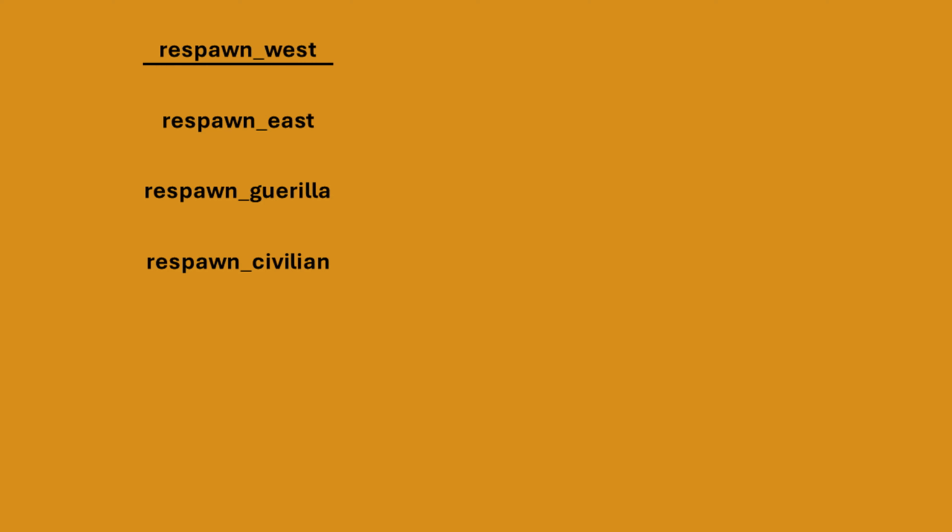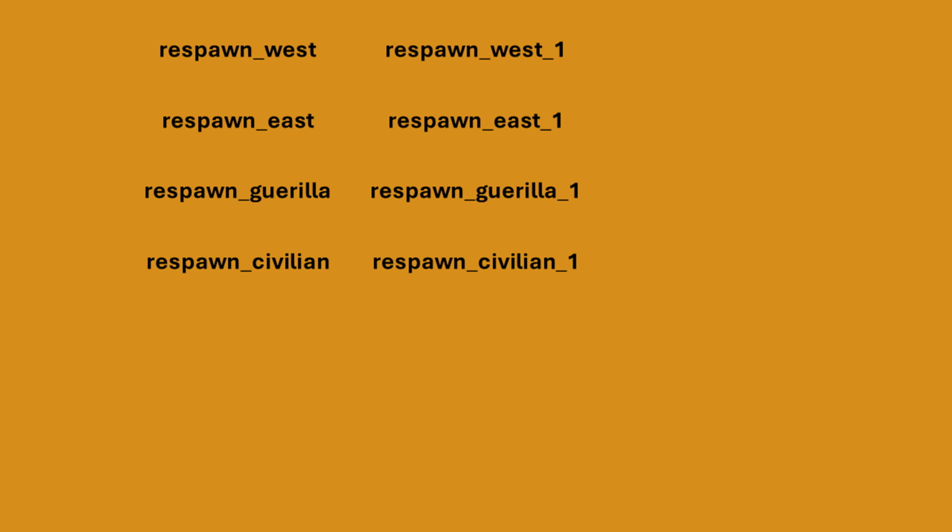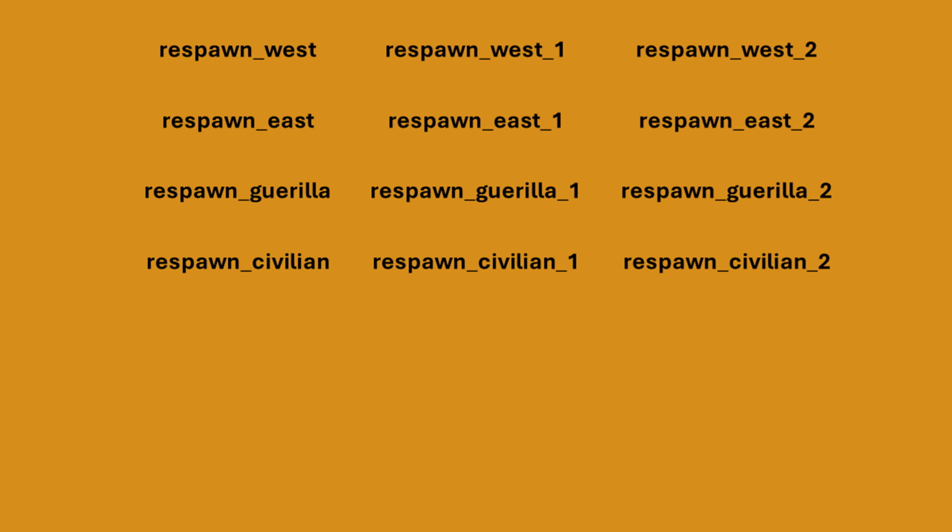If it says west, Blufor will get the respawn. East, Opfor will get the respawn. Guerrilla, Independent will get the respawn. And if it says civilian, the civilian side will get the respawn. If you want to add more respawn points, just add an underscore and a number after the respawn or suffix.